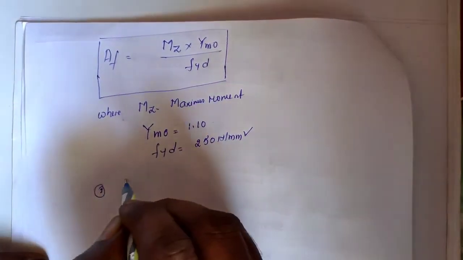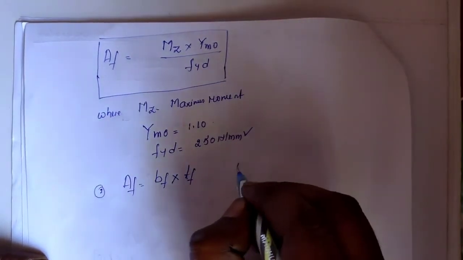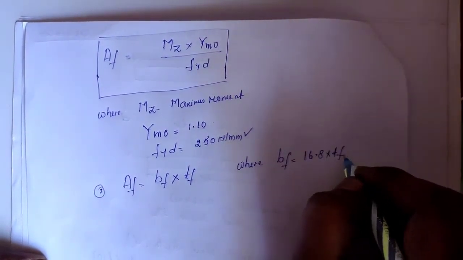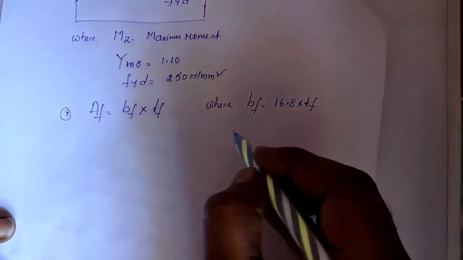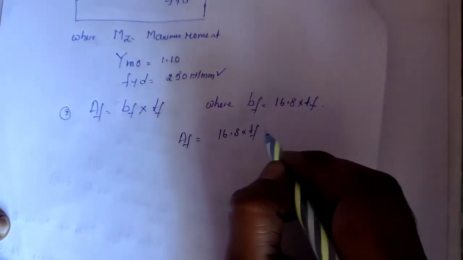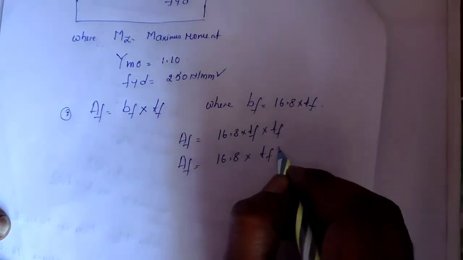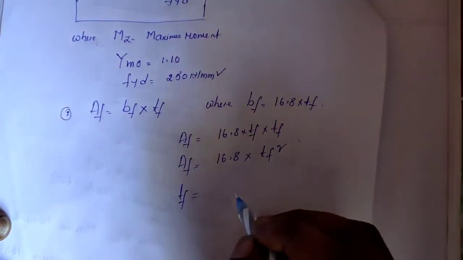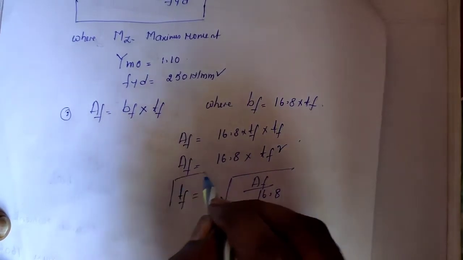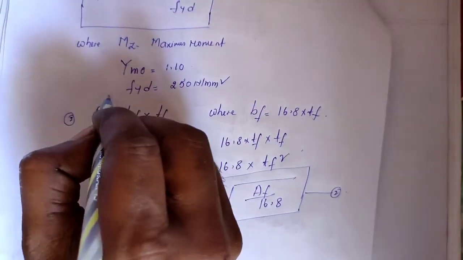Another formula: AF is equal to BF multiplied by TF, where BF is equal to 16.8 multiplied by TF. Therefore, substituting, AF is equal to 16.8 multiplied by TF multiplied by TF. Therefore, AF is equal to 16.8 multiplied by TF whole square, where TF is equal to root over of AF by 16.8. This is formula number 2.